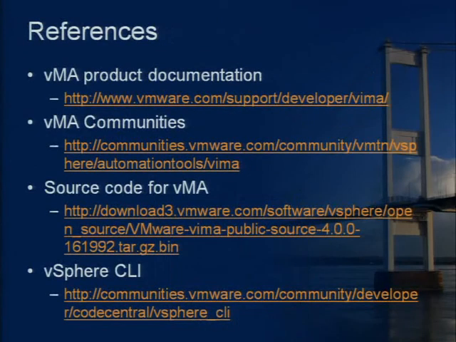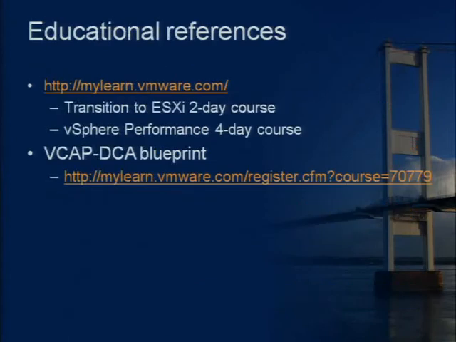Here are some references. The VMA documentation is right up there on VMware's website. The communities is a really nice place to go, like any other product from VMware. William, as Chris mentioned, is on there all the time answering questions about the VMA. The source code, if you're not running CentOS or RHEL types of distros, you can download the source code for the VMA and the vCLI. So if you're not familiar with the vCLI and you want to get a little bit more familiar with it, here's the URL for that code.